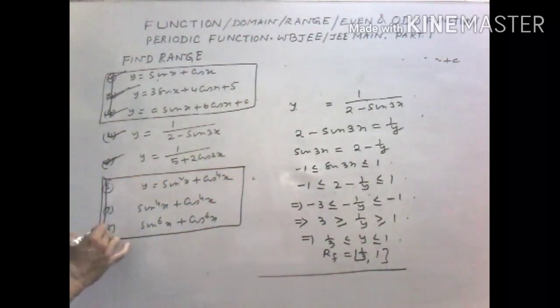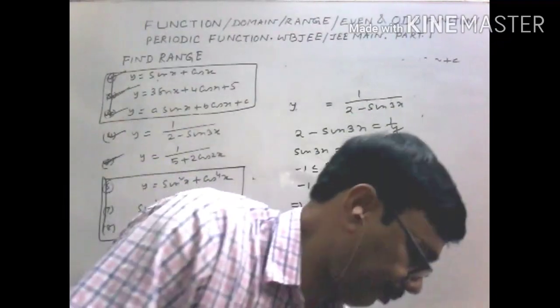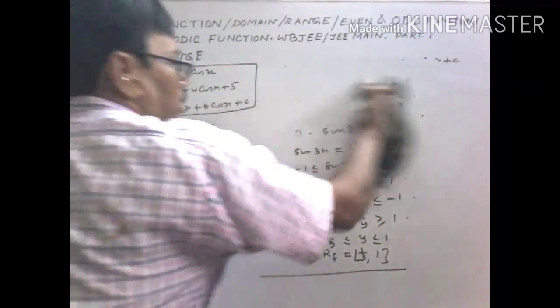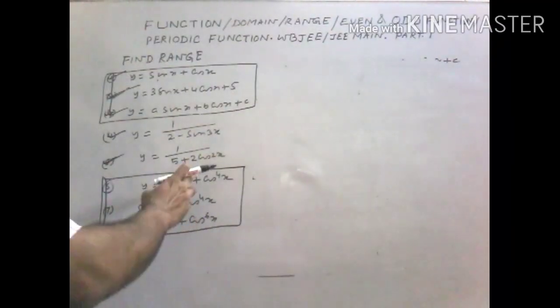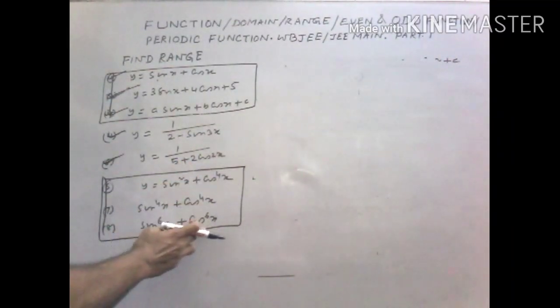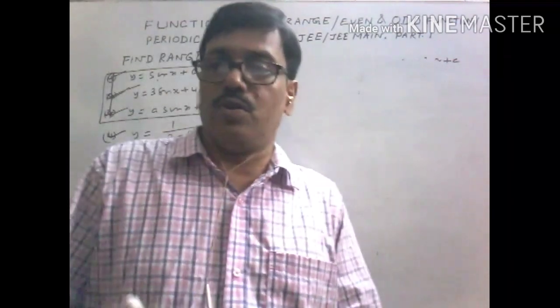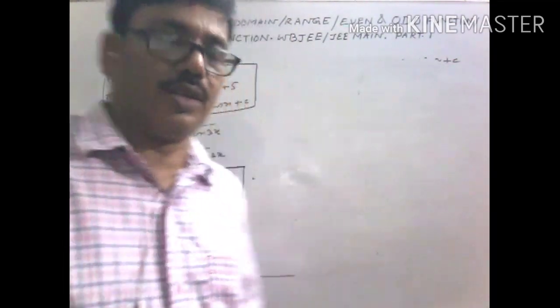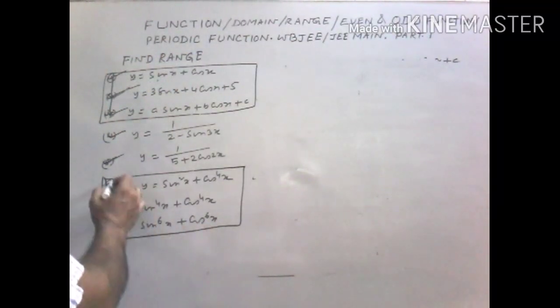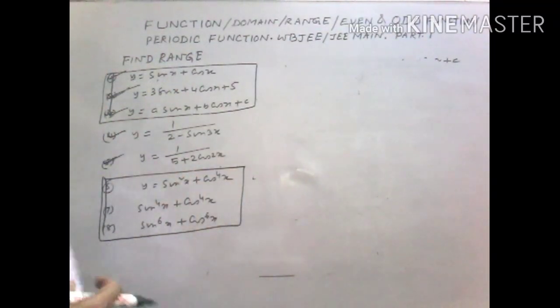Then 6, 7, 8. Now look, these are given in square, the power is 4, this is 6. We know the value of sin x lies between minus 1 to plus 1. So our main aim will be to express this problem in terms of multiple angle.